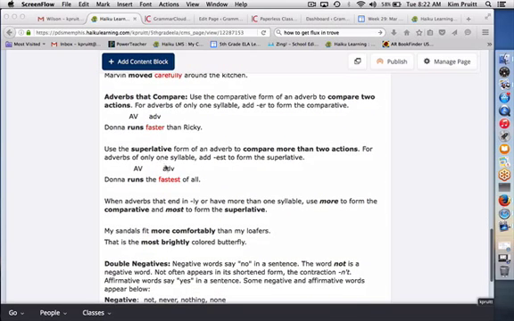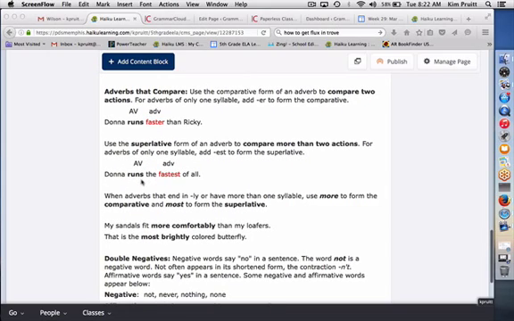Now the superlative is EST. So Donna runs fast, the fastest of all. Now all means more than one or two people. So you've got a group possibly. So you have to use EST. She's running the fastest of all.